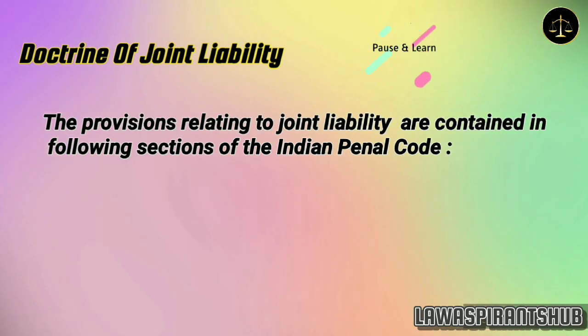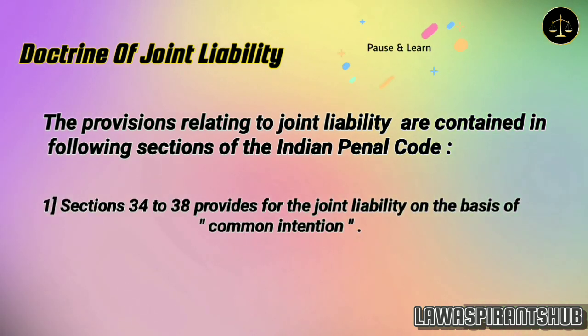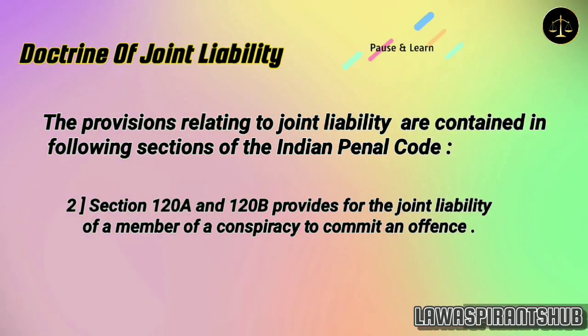Now let's see the provisions in the Indian Penal Code related to the doctrine of joint liability. The provisions relating to joint liability are contained in sections 34 to 38, 120A, 120B, 149, 396, and 460 of the Indian Penal Code. Sections 34 to 38 provide for joint liability on the basis of common intention. Sections 120A and 120B provide for the joint liability of a member of a conspiracy to commit an offense.